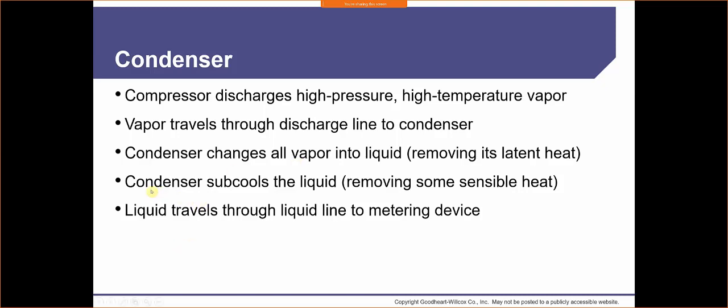One of the things here is the condenser subcools the liquid, removing some sensible heat. Subcooling, that's actually really important to know. The reason being is we want to cool the liquid below the temperature where it condenses. So let's just say we have a temperature of 100 for the liquid. I'm just making up a number here. That's the point where it condenses, that's our saturated vapor. It condenses, now it's at 100 degrees.